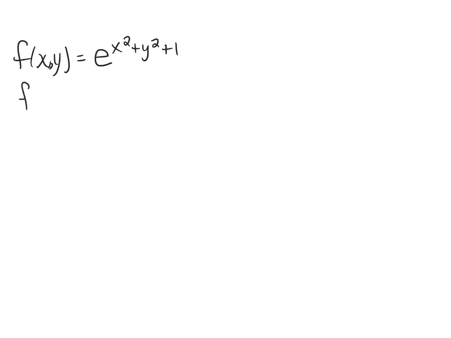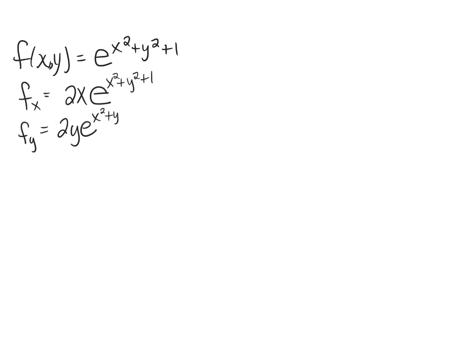Now let's look at a function that has exponentials in it. When we take the first derivative with respect to anything, we're going to copy the e to the power, and then we'll take the derivative of the power. So the derivative of that exponent with respect to x is 2x. The first partial with respect to y gives me 2y, because it's the derivative of the exponent there.